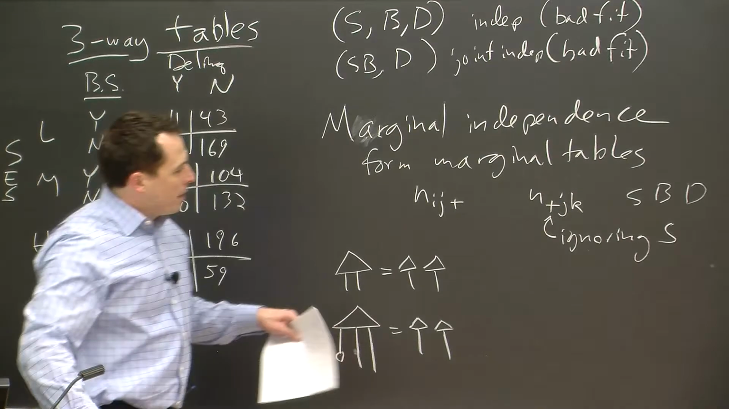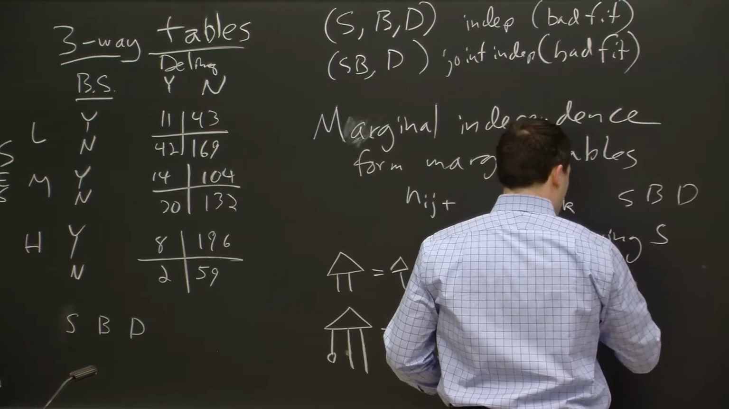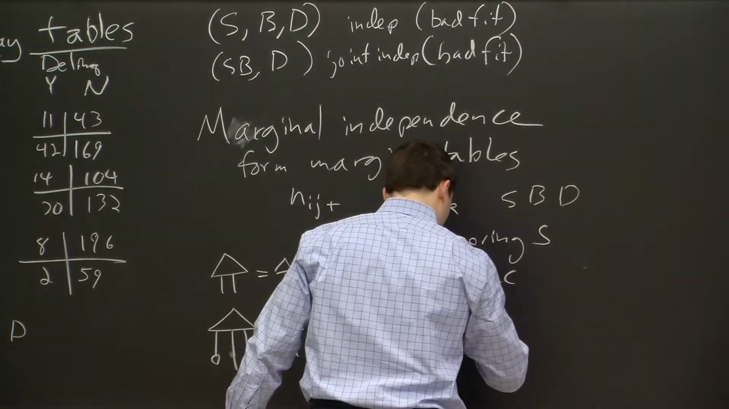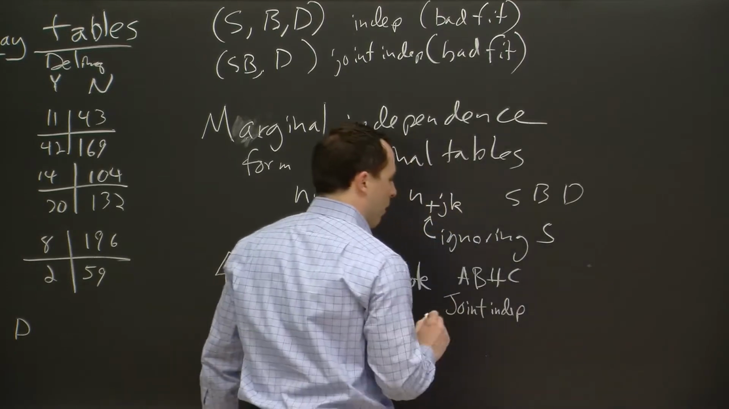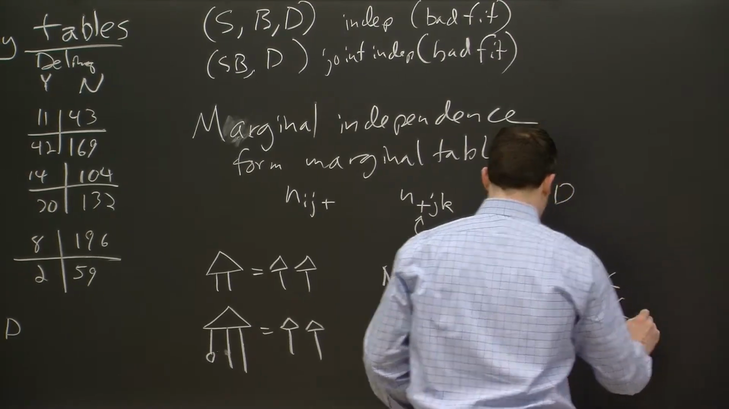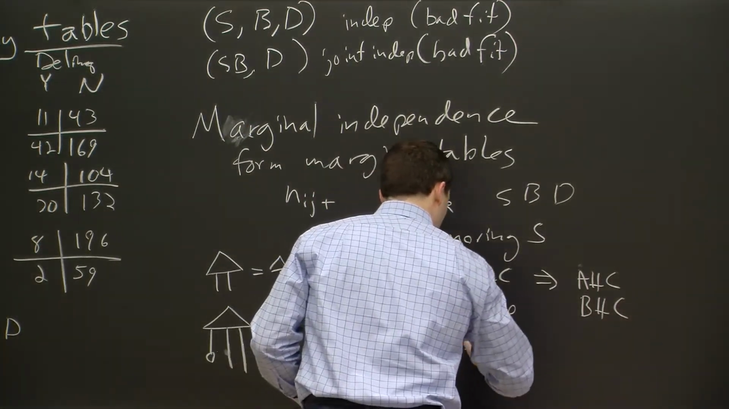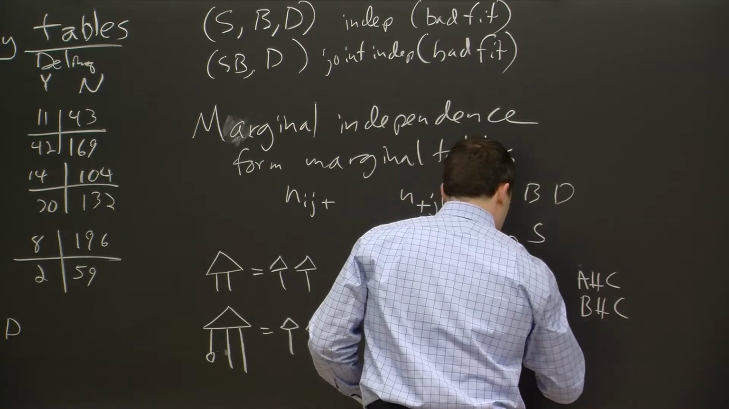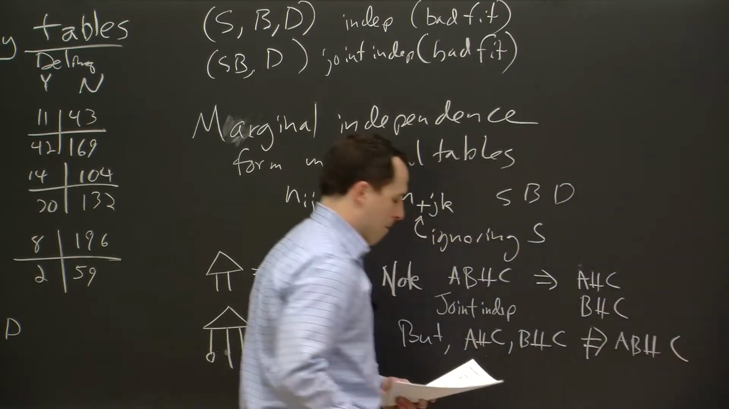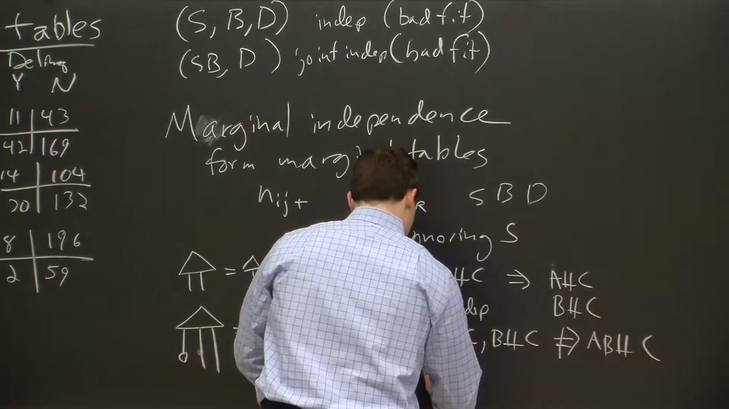And if you think about what that means, something to note here is that I could have AB independent of C. If I have joint independence, that will end up implying that A is independent of C and B is independent of C. But the converse is not true. A independent of C, B independent of C does not imply that AB is independent of C. So in order to prove that an implication does not exist, all you have to do is have a single counterexample.